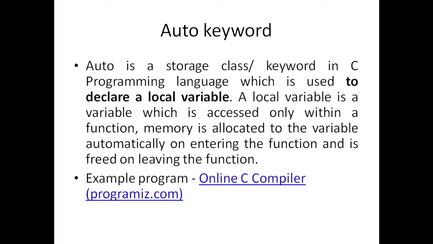Memory is allocated to the variable automatically on entering the function and is freed on leaving the function. If auto is applied to a function or variable, the memory is allocated while the function is started. After leaving that function, the allocated memory will be released.